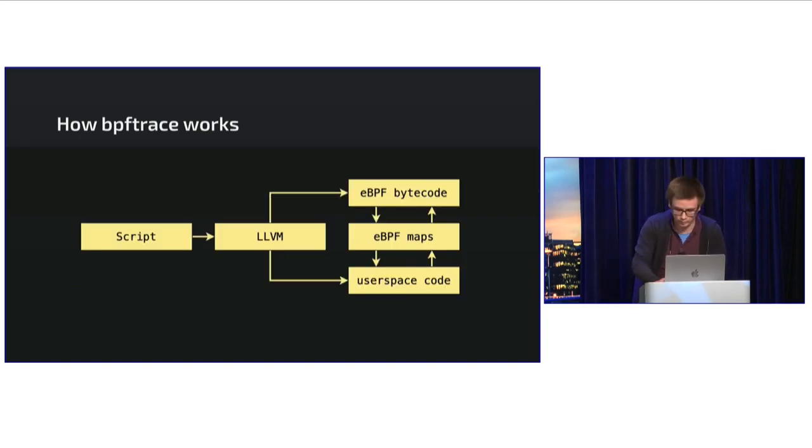Roughly how it works is that the script that you write is compiled down to the LLVM intermediate representation, and this LLVM IR is then compiled into eBPF code and the corresponding user space code. So BPF trace does everything for you, so you don't need to care much about writing code that is suitable for the verifier. You don't need to care much about how the user space and the kernel space communicate between themselves. It's very convenient.